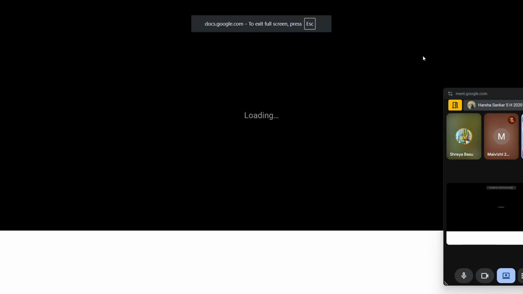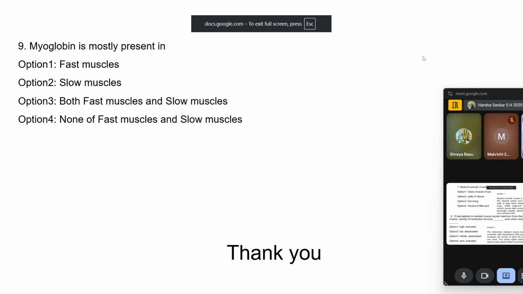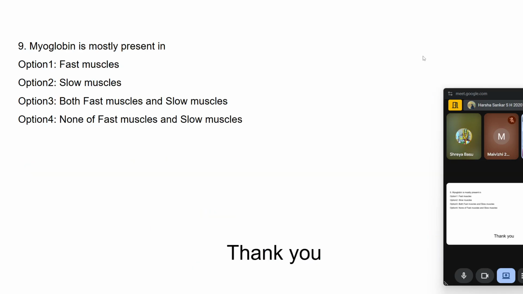Next question. Last question of the day. Myoglobin is mostly present in dash. Option 1 fast muscle, option 2 slow muscles, option 3 both fast muscles and slow muscle, option 4 none of the fast muscle and slow muscle. What is the correct answer?